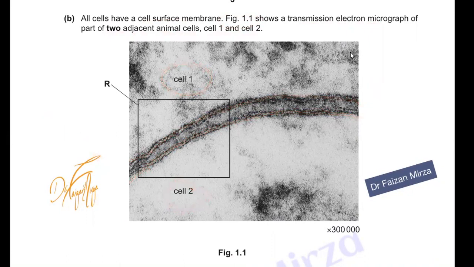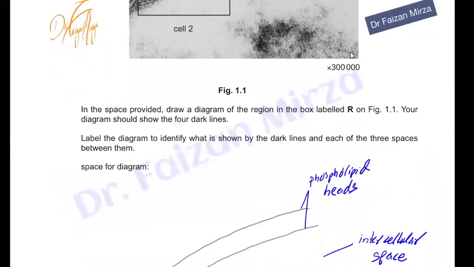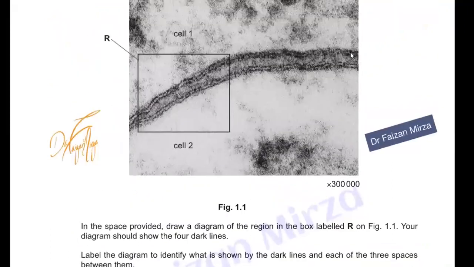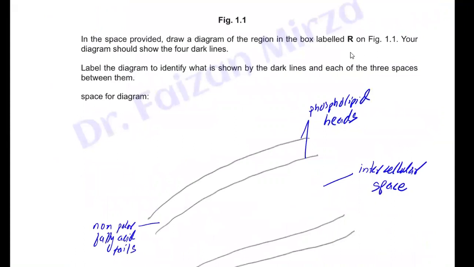And we know it's a transmission electron micrograph. You will see a dark line and a light structure here, and a dark line and a light structure here, because both must be phospholipid. They have mentioned this as a box R. Next, in the space below, draw a diagram of the region in the box labeled R. Your diagram should show 4 dark lines. The 4 dark lines are 1, 2, 3, and 4. All 4 dark lines must be there. Label the diagram to identify what is shown by the dark lines and each of the 3 spaces between them.